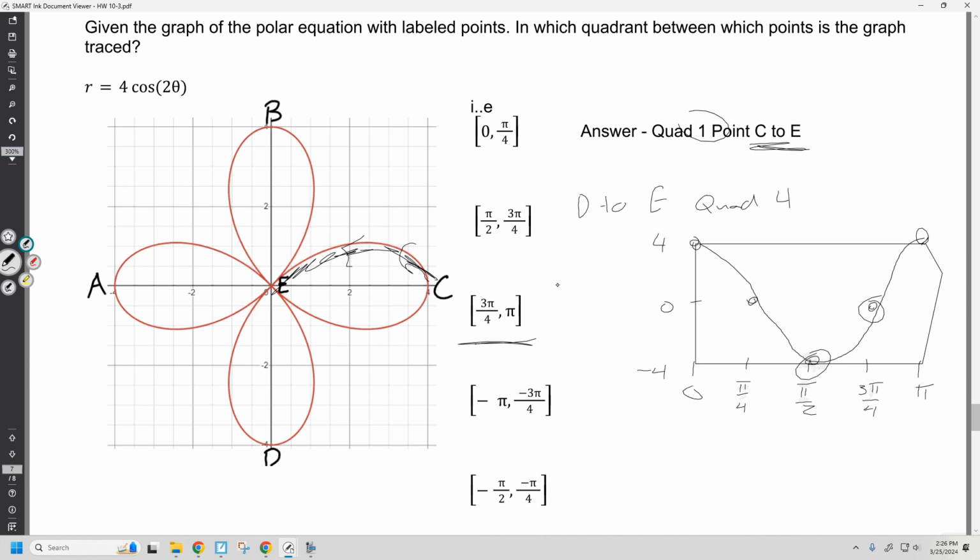Did you? No. I had those 2 letters, man. E to A, quadrant 2, not quadrant 3. Okay. Go. Next 2.